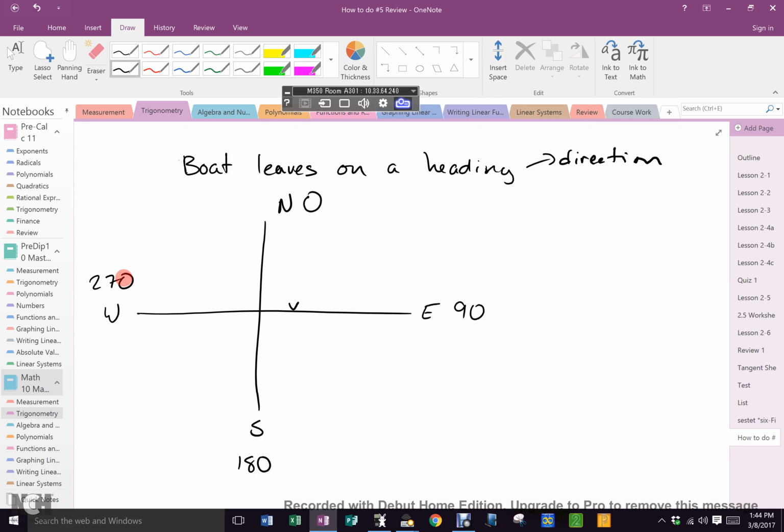Does everybody understand? What if I tell you I'm going to walk at a bearing of 135 degrees? Where is that? Southeast. It would be down here at 135. Does everybody get it? You with me? Okay. We start at 0 and we go up like a clock. 90, 180, 270, back to 360.